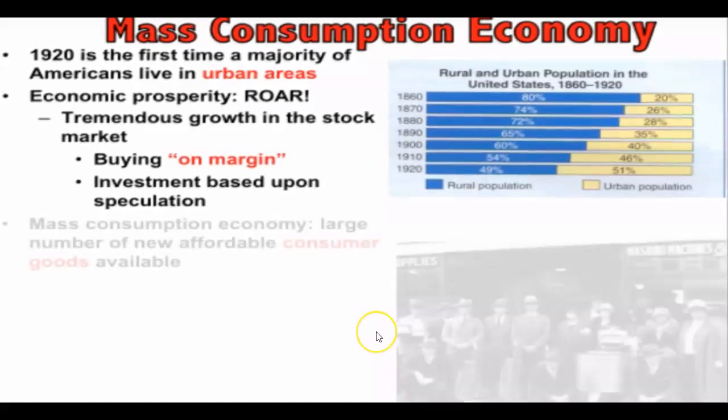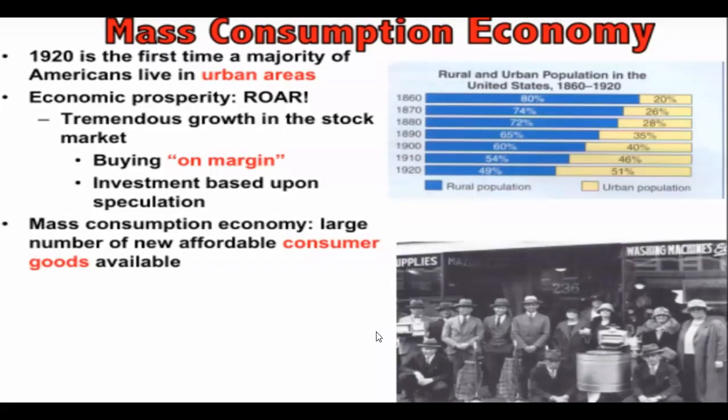There was tremendous growth in the stock market. People would buy stock on what is called margin. In other words, people would borrow. They would borrow money to go out and buy stock, hoping that the stock would do well. And of course, if the stock did well, they could pay back their debt and they could pay their broker. And what separated the market from markets of the past is that anybody could play the market during the 1920s. You didn't have to be rich.